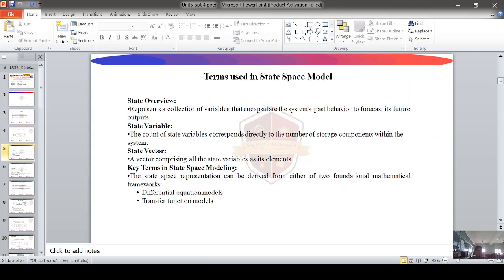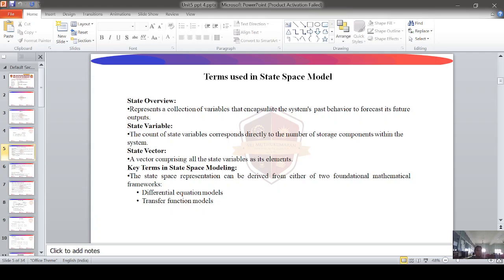Then terms used in the state space model. State overview: it represents a collection of variables that encapsulate the system's past behavior to forecast its future outputs. The number of state variables corresponds directly to the number of storage components within the system, and the state vector has all the state variables as its elements.